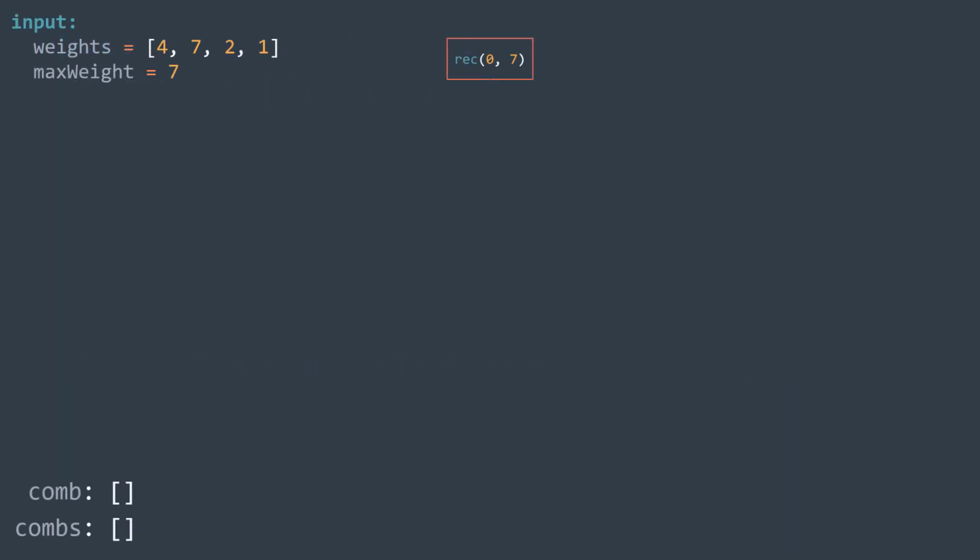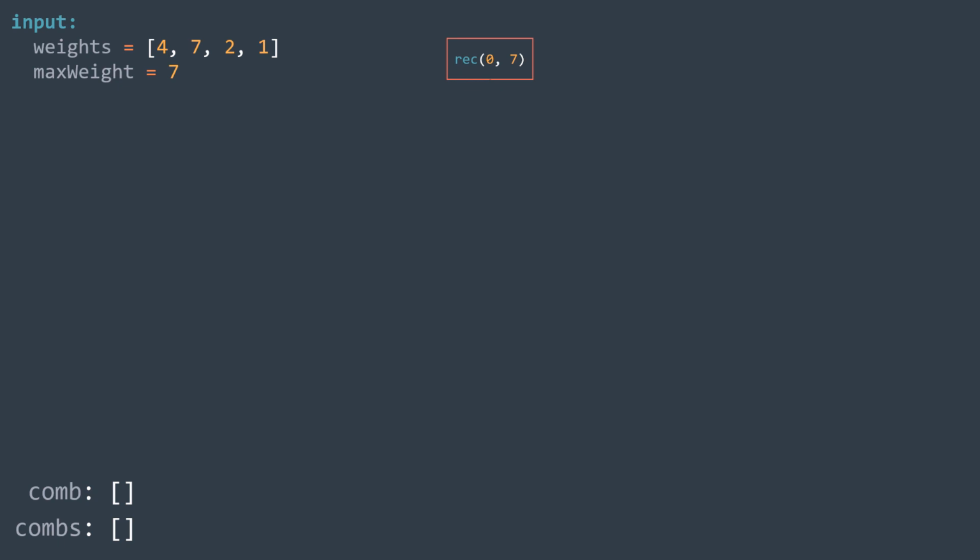Note that comp array contains the actual combination and comps array contains all the valid combinations, and they both start empty obviously. Next thing to know is that a function call takes 5 parameters: the weights array, max weight, I, comp, and comps. But in the recursion tree, I'm putting only I and max weight. You can see the actual state of remaining parameters at the bottom.